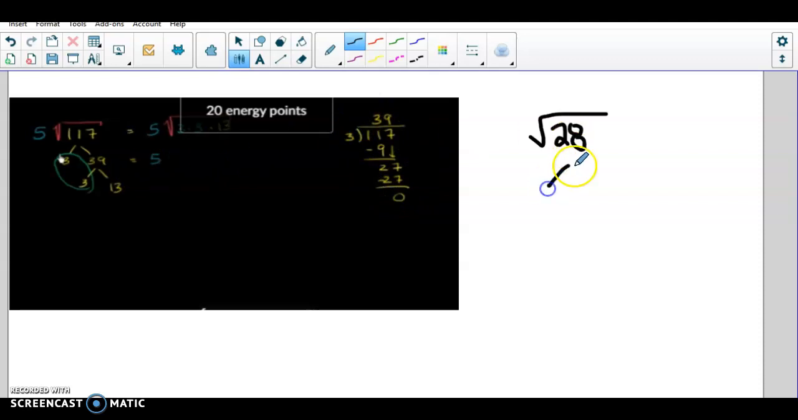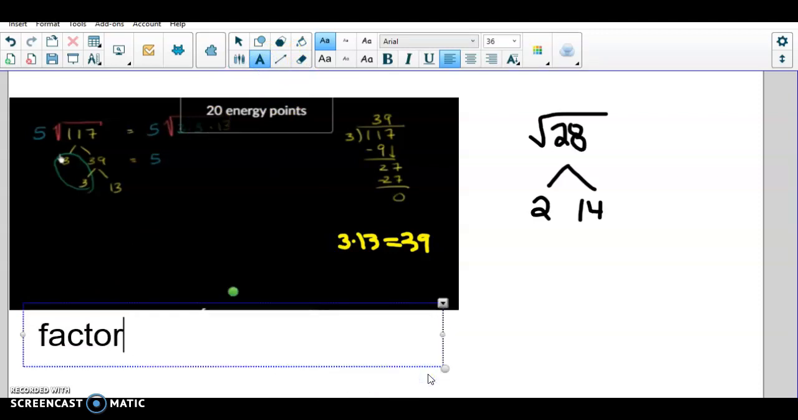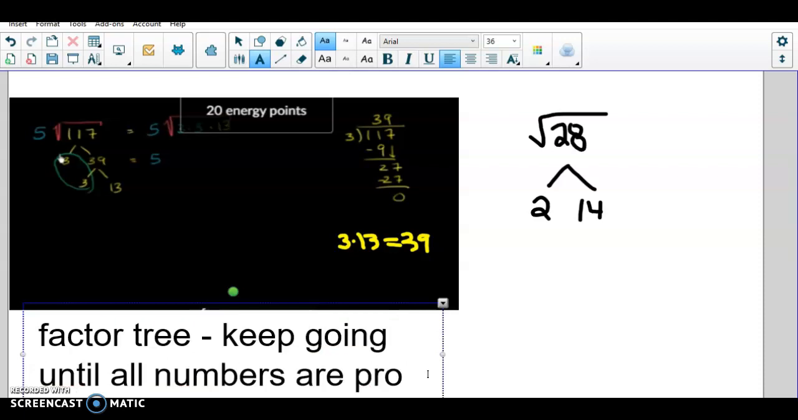So let's think about how we do our factor tree for 28. What two numbers multiply to 28? Let's try 2. 2 times what? Let's do 14. Now the reason he kept going is because 39 can be broken down into 3 times 13. 39 can be written as 3 times 13. So he kept going. When you do a factor tree, you keep going until you have prime numbers. So let's write that down. When you're doing a factor tree, keep going until all numbers are prime.